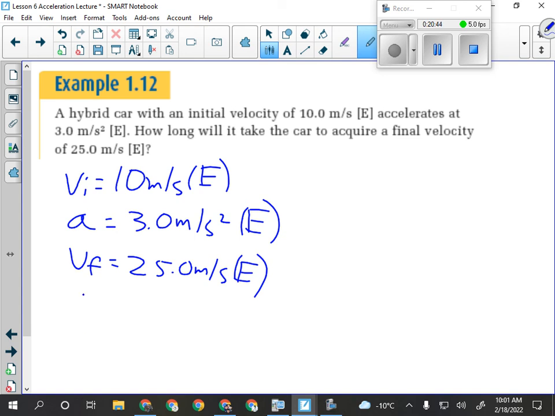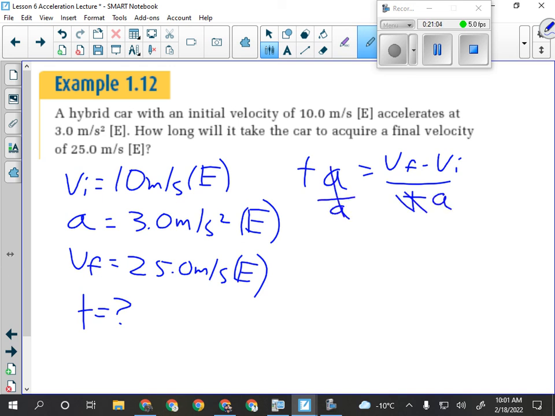So we're looking for how long it will take, so we're solving for t. We've got to do a little manipulating here. A equals VF minus VI over t. This is just algebra, so nothing you guys can't handle. If I want to solve for t, I need to move it over to this side first by multiplying both sides by it, and then dividing both sides by a will bring acceleration back over there. So time will equal 25 minus 10 over 3, so 15 over 3 should be 5.0 seconds. That will be our time.